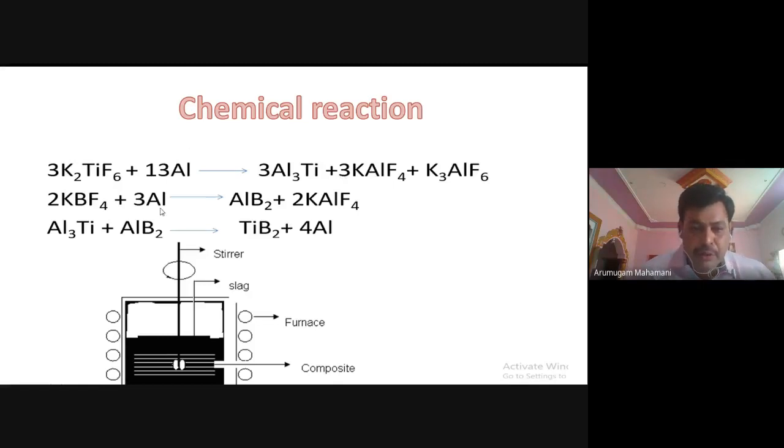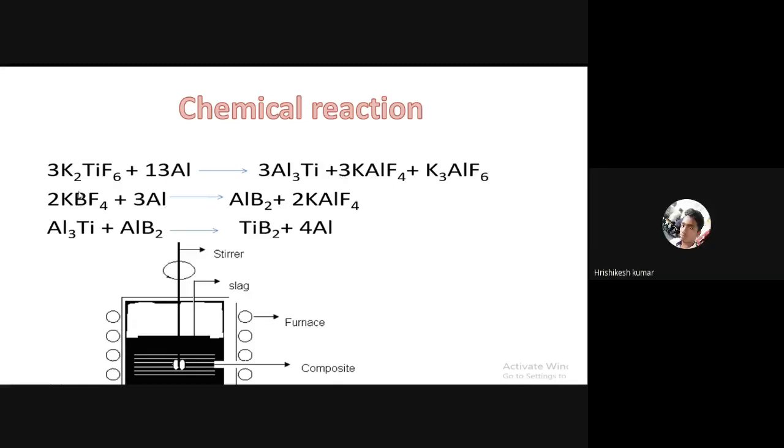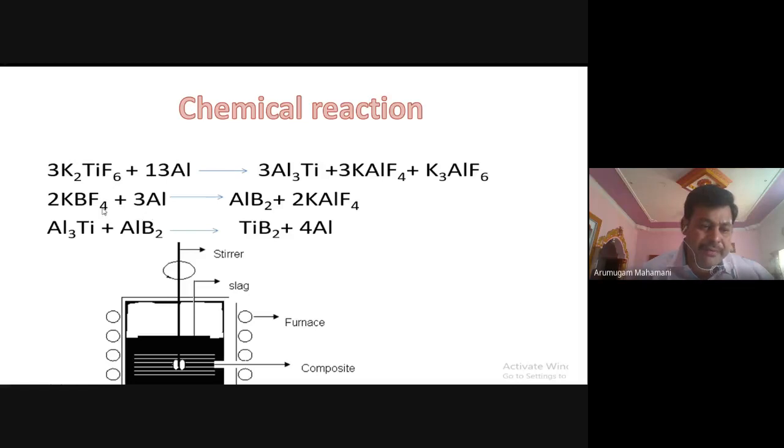Okay. So now you look at this, the KBF4 reacts with aluminum. K2TiF6 and KBF4 independently react with aluminum. So the K2TiF6 gives Al3Ti. KBF4 gives AlB2. So again KAlF4, it's a cryolite slag. Okay. So again, if you are allowing more than 10 minutes, this Al3Ti and AlB2 both will react.